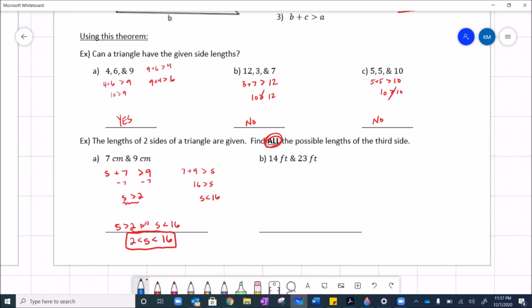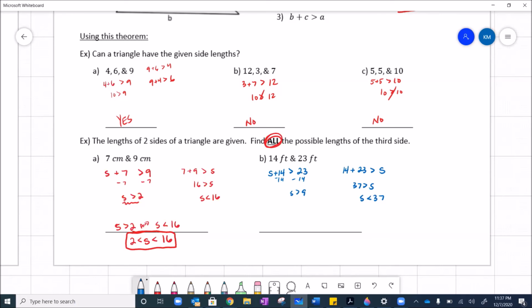So let's treat it like the small side. If we're missing the small side, we'd say, okay, this side plus 14, our two smaller sides, needs to be greater than 13. If we set up our equation for the large side, we'd say, okay, our unknown side is the largest side, then 14 plus 23 needs to be greater than our side. And we solve for both. Subtract 14, we find that S is greater than 9. Not really a whole lot of algebra there. S is less than 37.